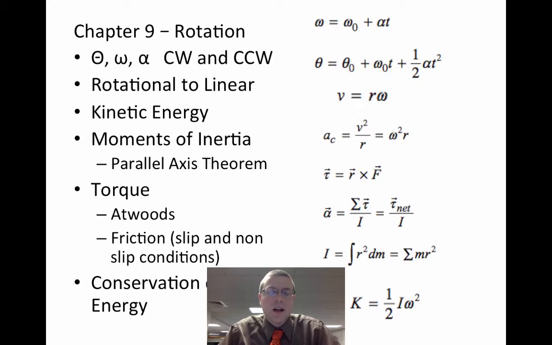So in chapter 9, we took everything we learned in chapters 1 through 8, so motion, acceleration, forces, and translated that into rotational equations. So displacements became theta instead of x, velocities became omega instead of v, and acceleration became alpha instead of a. And we can get our kinematics equations just like we had before, with omega final equals omega initial plus alpha t, or displacement equations.